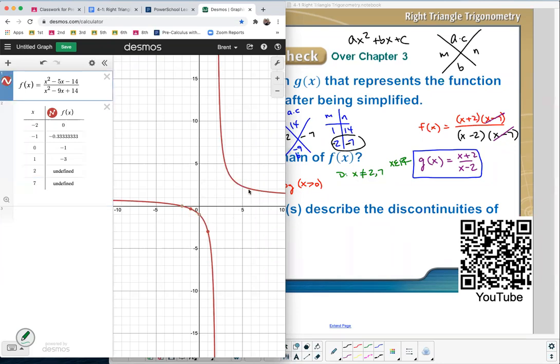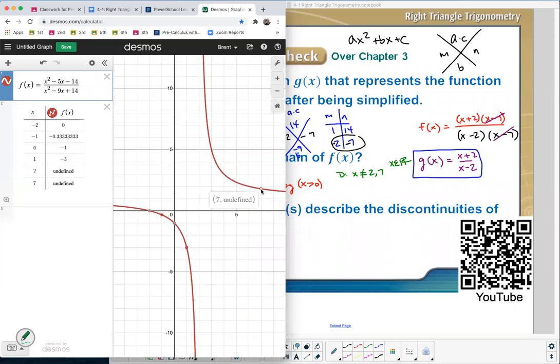If I click this graph, it should go white circled at 7, if I can get it right at 7. It's not cooperating. Let me try zooming in a little bit. There it is. Boom. See that white circle? That means the graph doesn't exist there. So we are correct. It has 2 breaks, 2 and 7.